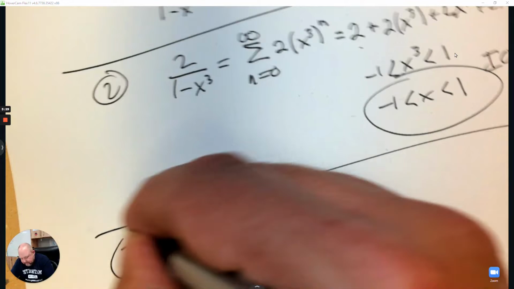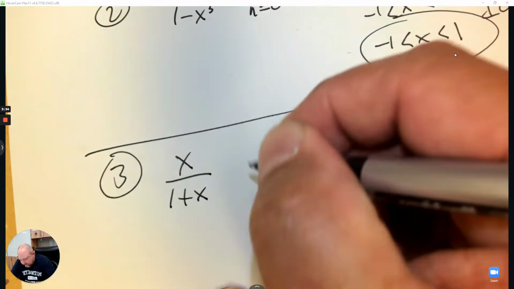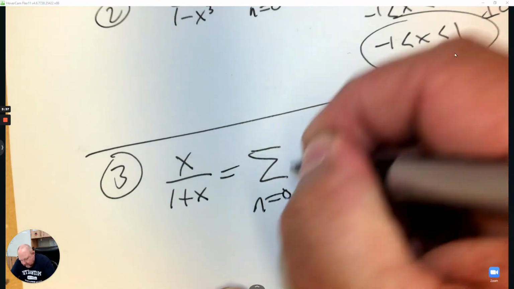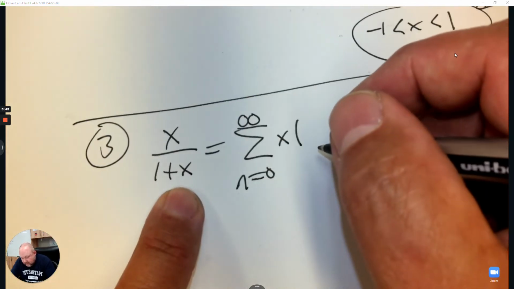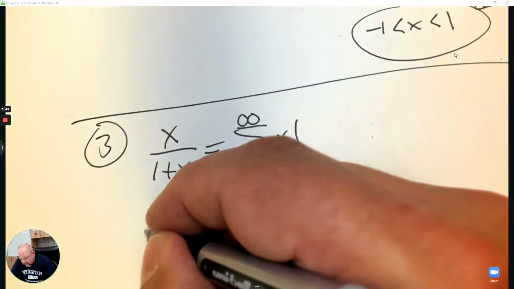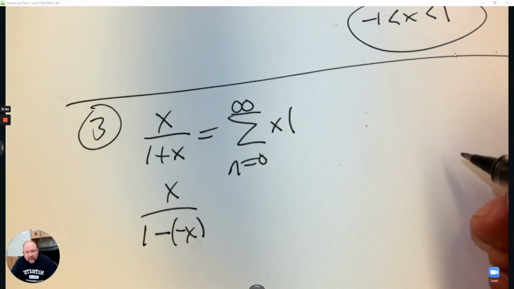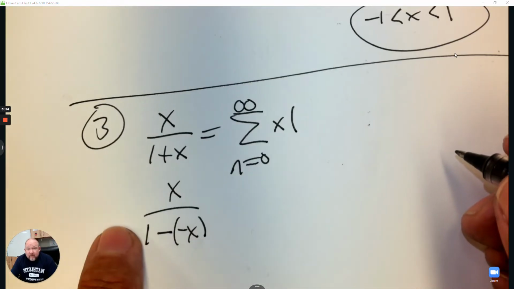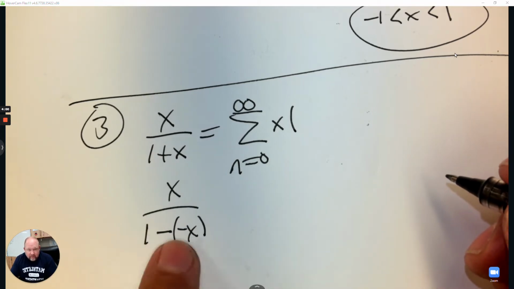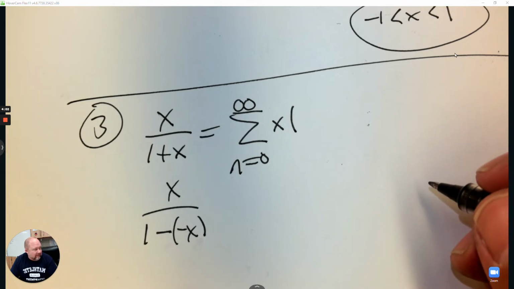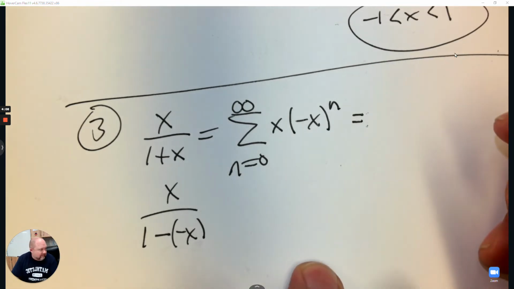Number 3. So the first term, the common ratio, is going to be -x. So think of this as 1 minus -x. So it has to be in the form 1 subtract the common ratio. For these to match, it needs to be -x. So when you expand it, it's the same. So it's -x to the n.